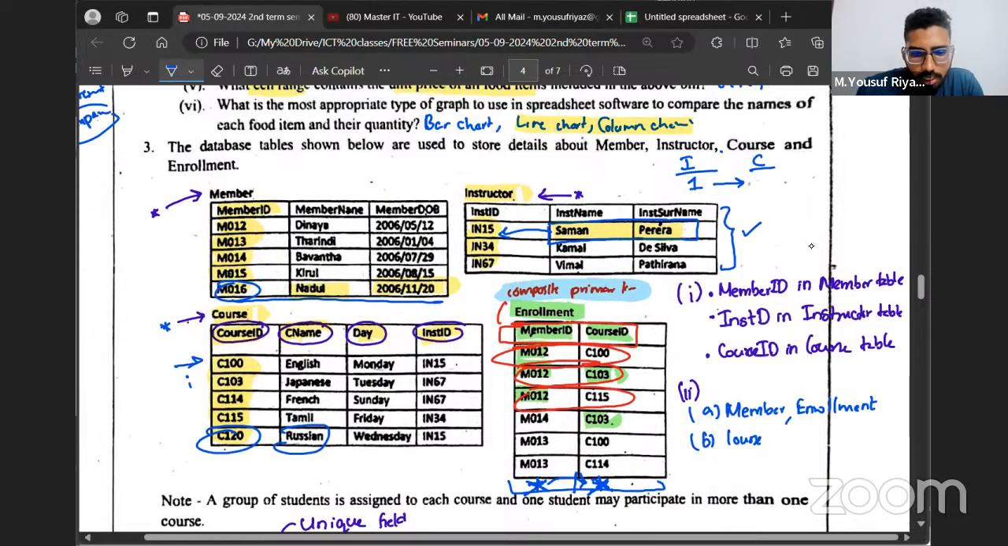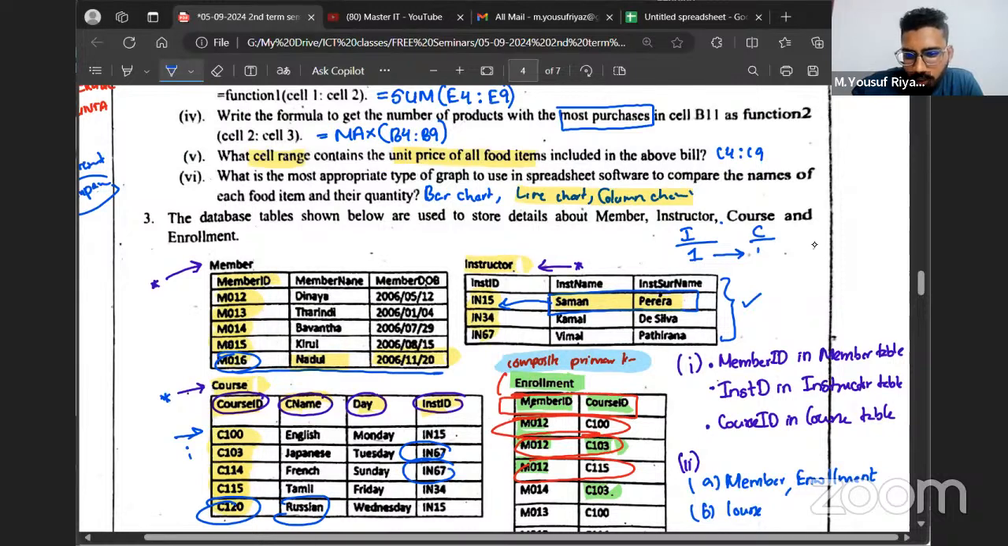You can see here instructor 67, which is Vimal. Vimal is teaching Japanese as well as French. So one teacher can teach many courses. If I take one specific course, it's taught by how many instructors? Is it taught by only one instructor, or by many instructors? Exactly, one course is taught by only one instructor.